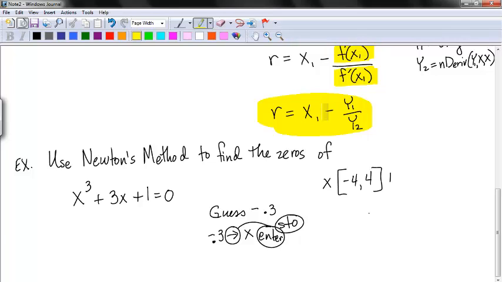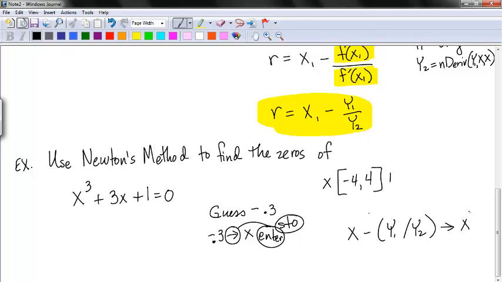I left something off. Oh, I know what I left off. That's my fault. When you're putting this in, I left out one thing. Store that as x, because I didn't store the new value. Okay, go back, go ahead, store your value.